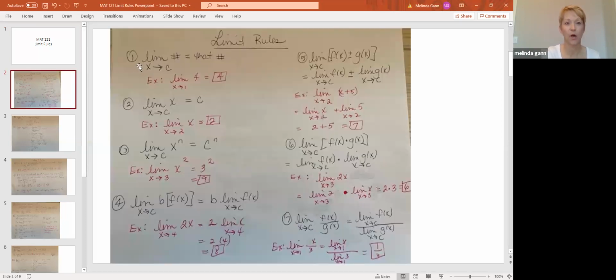Now, here's the deal. Remember what a limit is asking you. A limit is asking you, when the x value is getting close, what's happening to the y value? So it would be like, what's the limit of 4? That would be a number as x approaches a number. So on the graph, notice what your f of x, your function, is. Do we understand that in that example, f of x is 4?